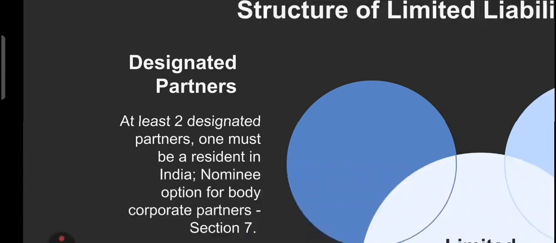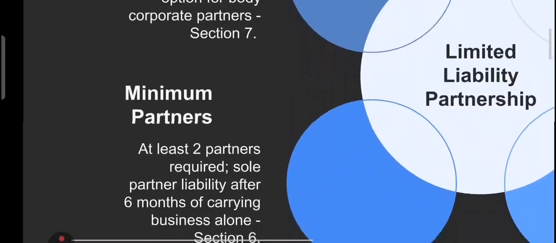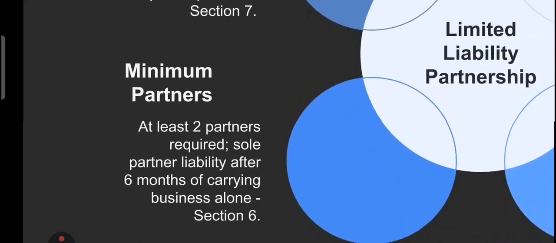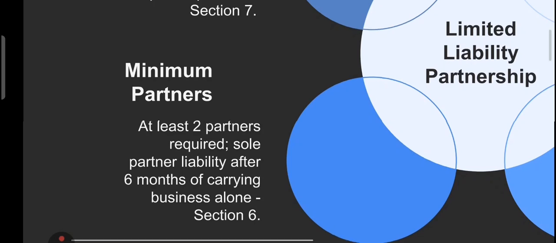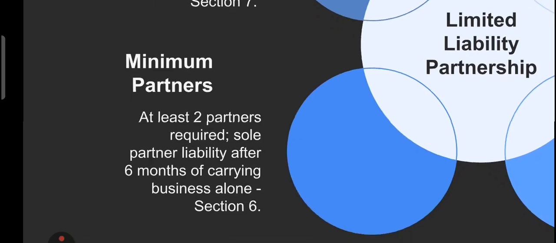Out of these, one must live in India, and if the partner is a company, the nominee must be appointed to act on its behalf. Then we have the minimum partner. You need at least 2 partners to form an LLP. If only one remains for more than 6 months, they become personally liable for the firm's obligations.